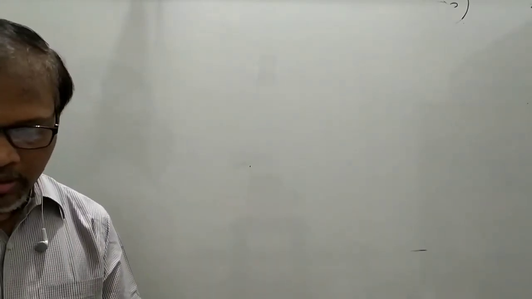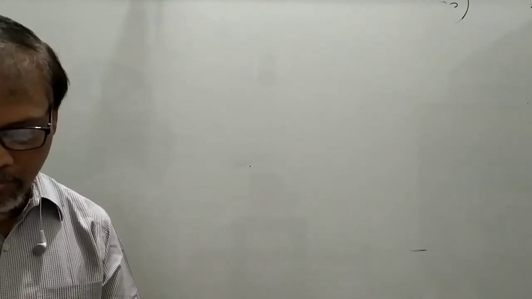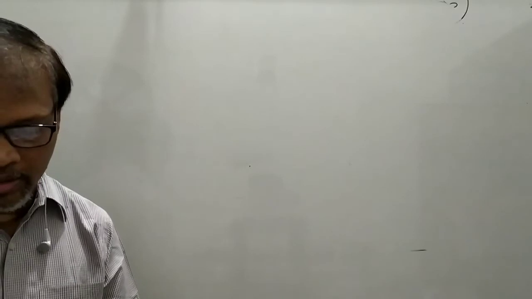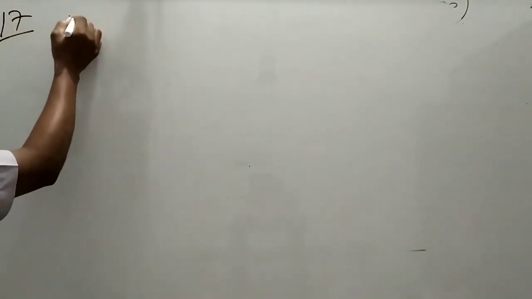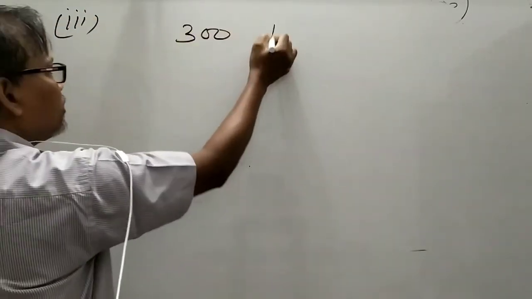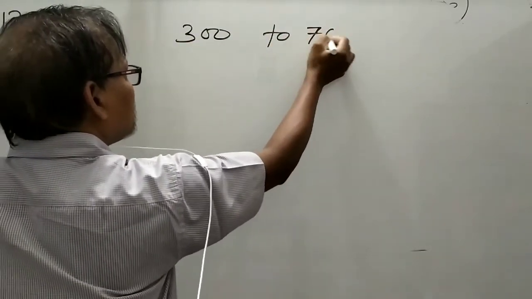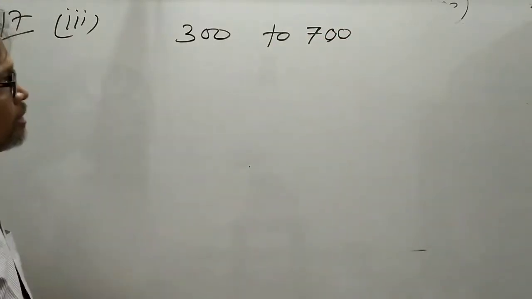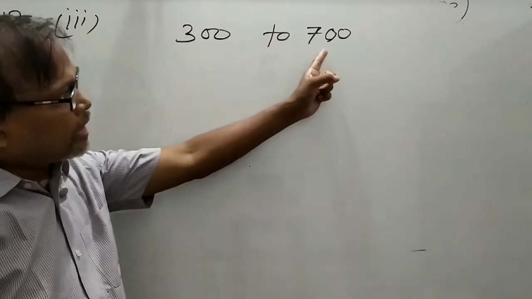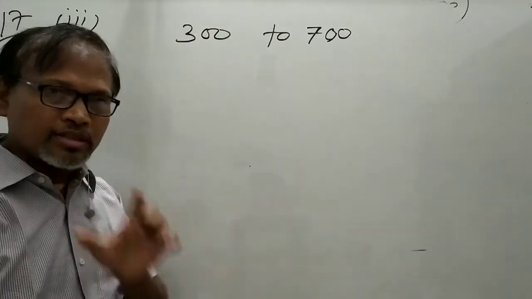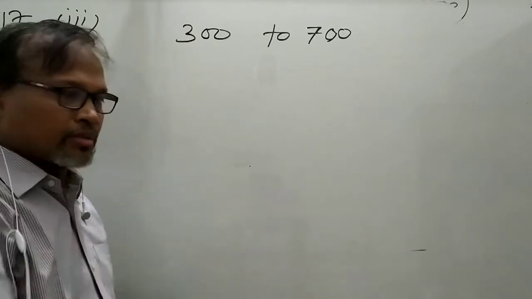But if asked in between, find the sum of multiples of 9 lying between 300 and 700, like the third part in question 17, lying between. Multiples of 9 between these two numbers, whichever multiples of 9 lie in between, you have to find their sum.